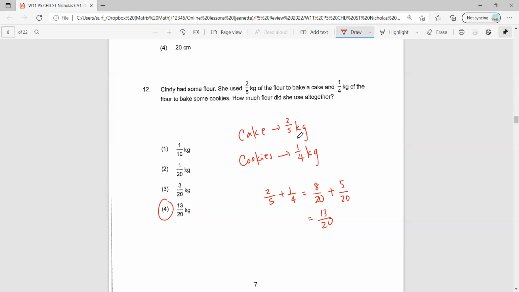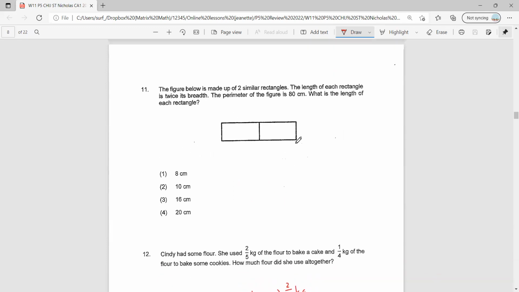Okay. 11, the figure below is made out of 2 rectangles. The length is twice of the breadth. Okay. So the length is 2 units, the breadth is 1 unit. Each rectangle, the length is twice of the breadth. Okay, then the perimeter is 80. So I'll write all the units here. Perimeter, how many units? 8. Yes. Okay, so 8 and 5 and 8.